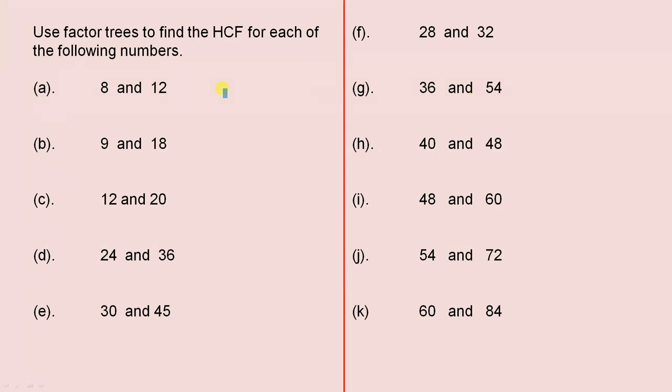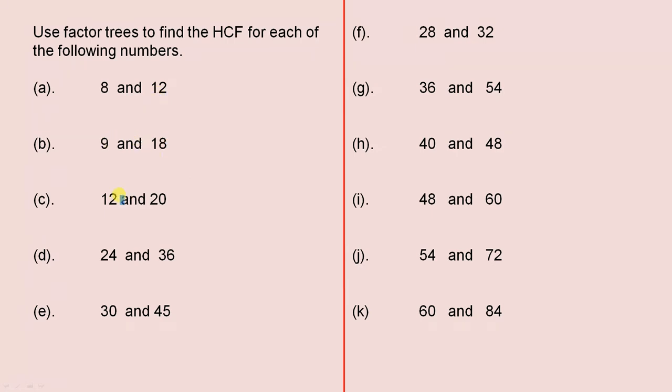Here we have two numbers for each of the questions. From A right up to K, we have to find the HCF for those two numbers. That is the highest number that divides into both numbers.